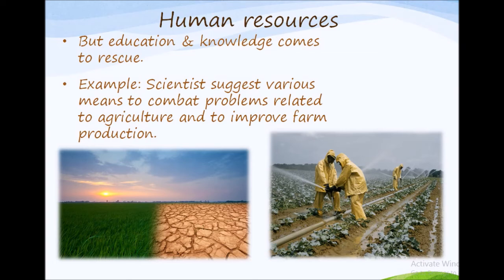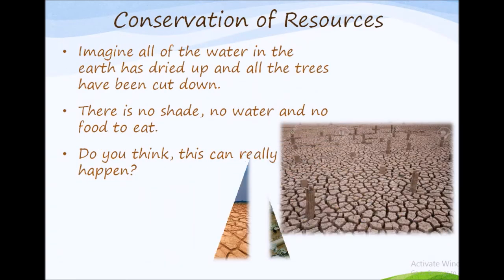Okay, we are almost nearing the finish line of this chapter. Let us learn something about conserving resources. Let's start with a little imagination. Imagine all of the water on the earth has dried up and all the trees have been cut down. So, there is no shade, no water, and no food to eat. People are suffering and roaming around, desperately looking for food, water, and shade.